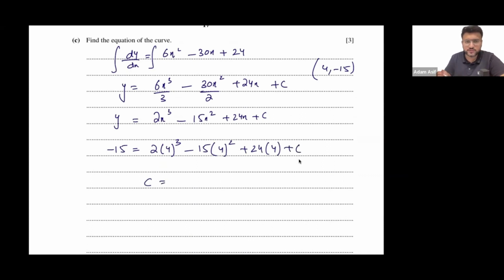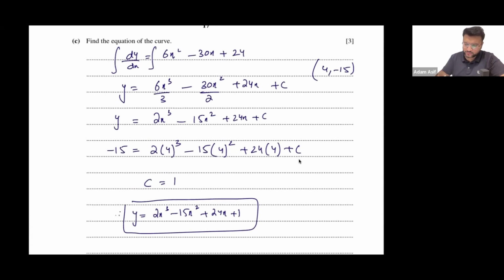Okay, so let's see what the value of c comes out to be. C comes out to be 1. Therefore, the equation of the curve is 2x cubed minus 15x squared plus 24x plus 1. That was the equation of the curve.